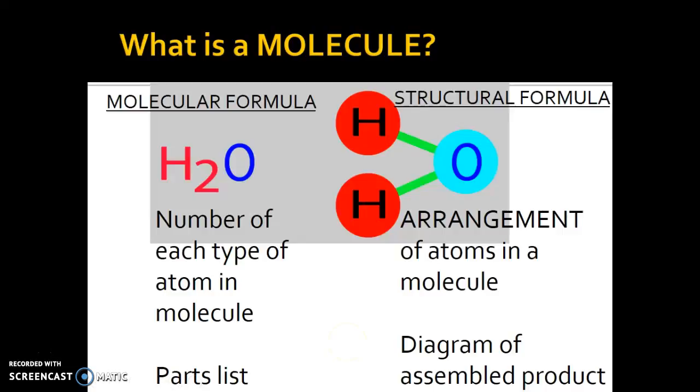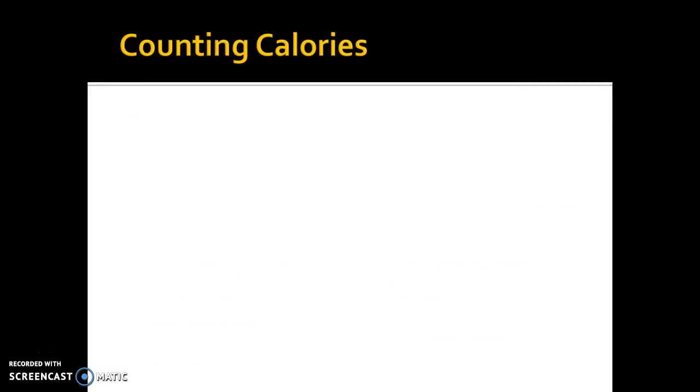water, H2O. H2O is the molecular formula. It tells you the number of each type of atom in the molecule. It's kind of like a parts list. The structural formula on the right shows the arrangement of the atoms in the molecule. You can see that the hydrogen atoms are off to one side closer together, and they're bonded with those green lines to the oxygen atom. And that actually shows you how the atoms are put together to form the molecule.